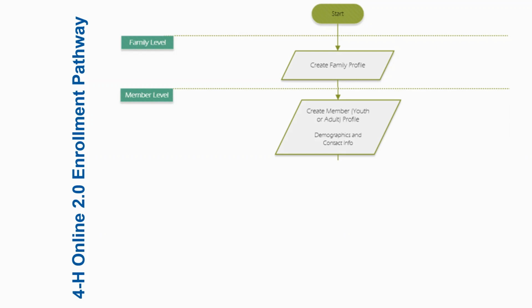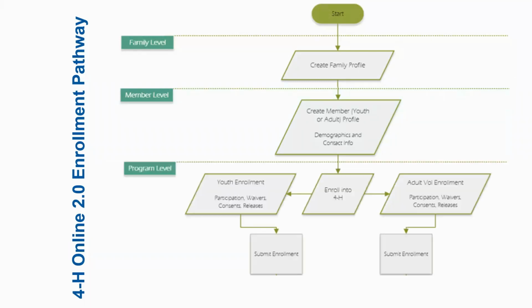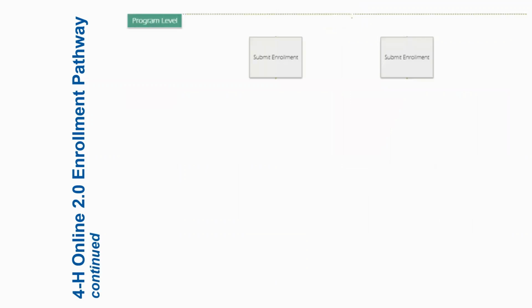Once a profile is created, the enrollment into 4-H can begin at the program level. Information collected at this point includes waivers, consents, releases, and how that individual is participating in the program by enrolling into units and projects. Enrollment is submitted by the family. Let's continue the enrollment pathway.